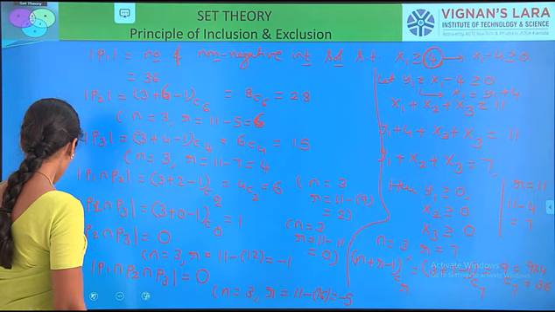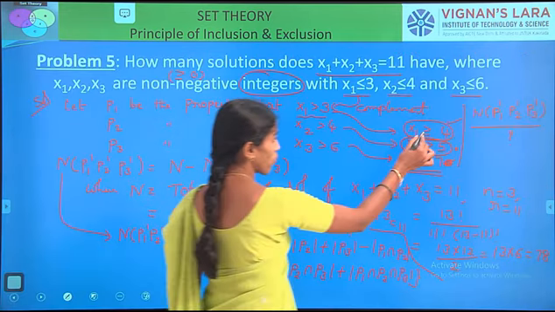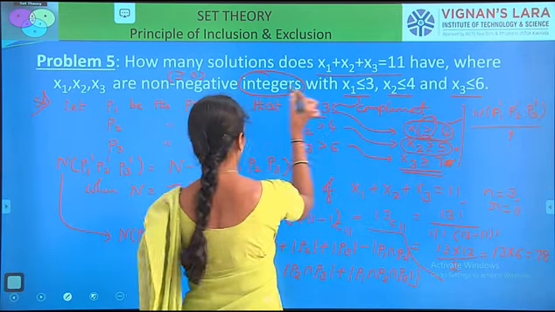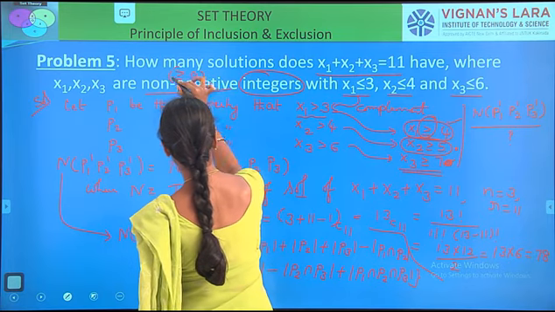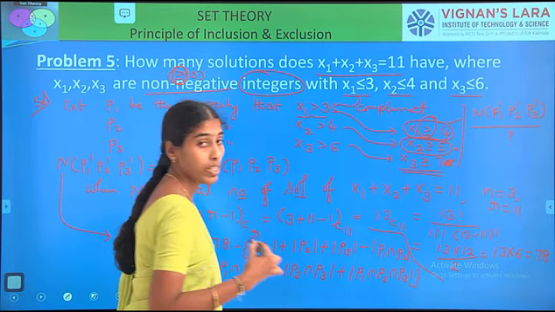Right? Why are we considering greater than or equal to every time? Because in the formula, for non-negative integers, we only require greater than or equal to. That is a very important thing.